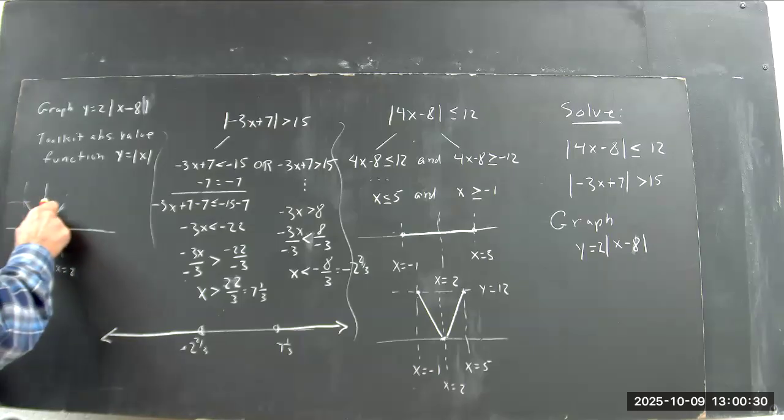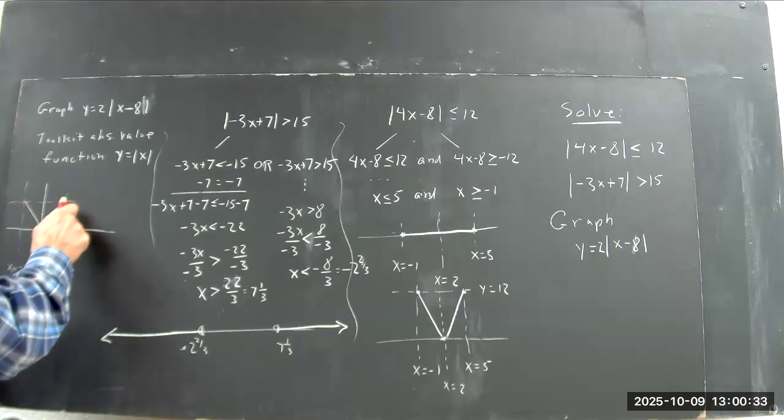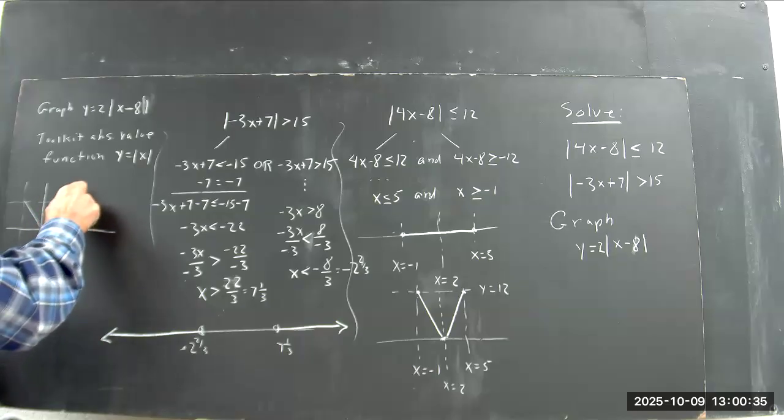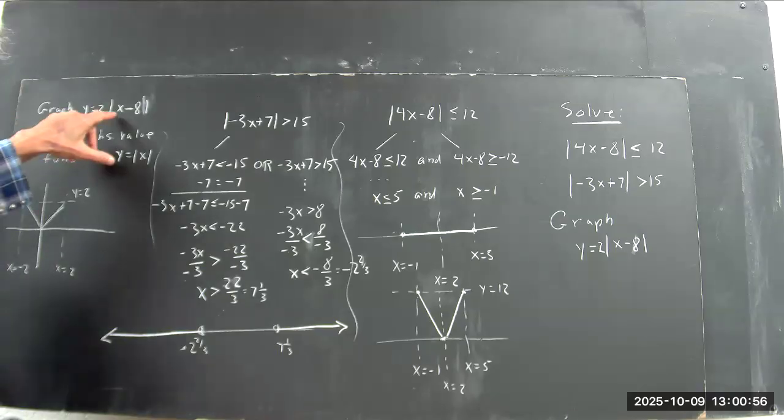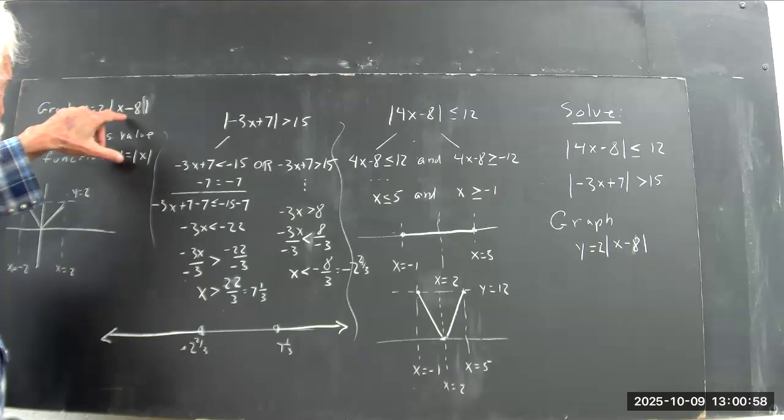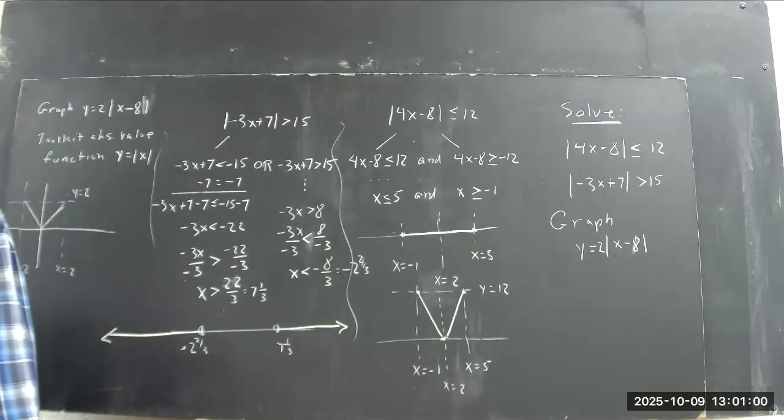Graph it between -2 and 2. And this line would be y equals 2. There's your picture. And you can scale it from there. You can extend it beyond here, extend this on. It's 2 straight lines.